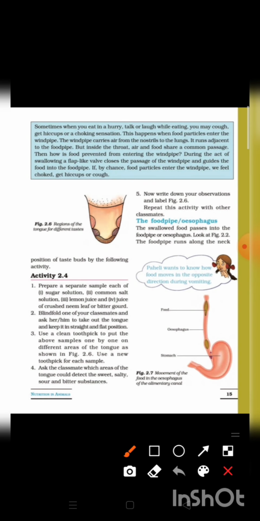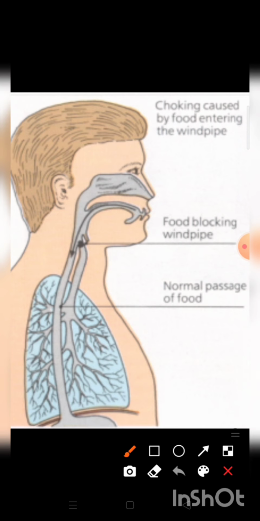Again, there is a paragraph which tells about hiccups or cough. Sometimes when we eat in a hurry, we may cough or get hiccups. This happens when food particles enter the windpipe. The windpipe carries air from the nostrils to the lungs. It runs adjacent to the food pipe, but inside the throat, air and food share a common passage.